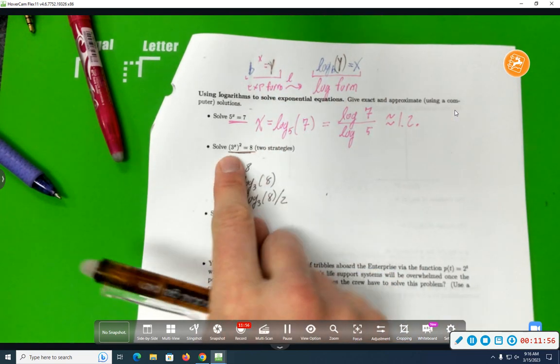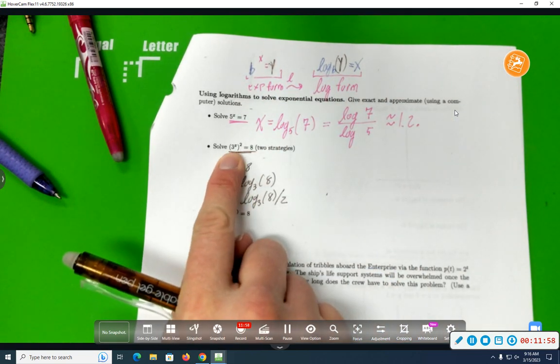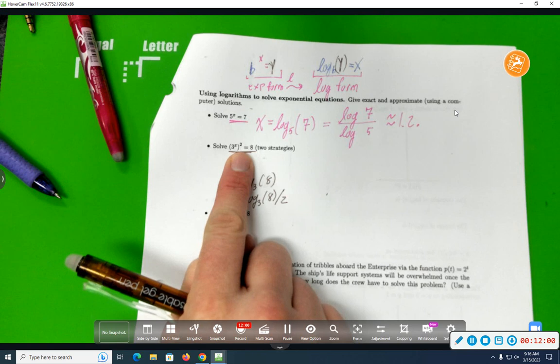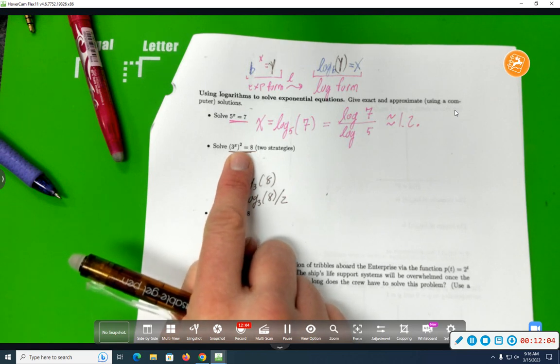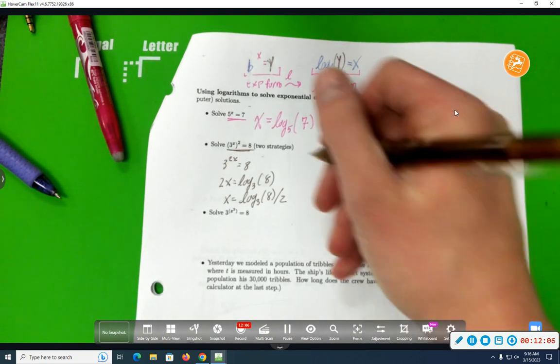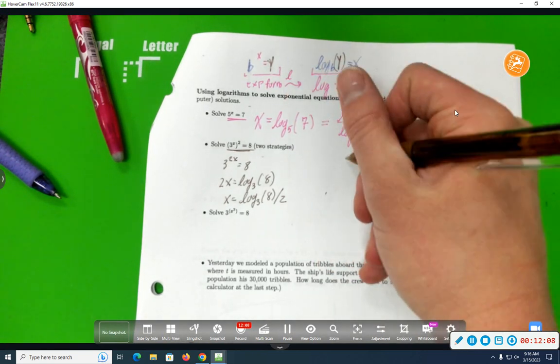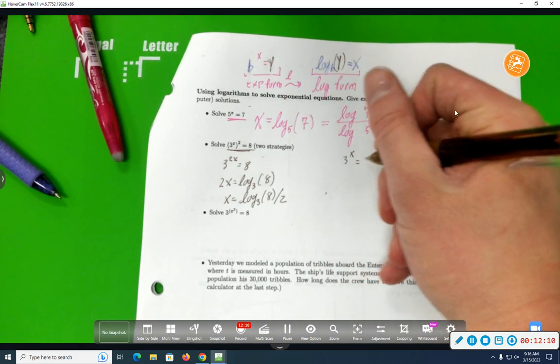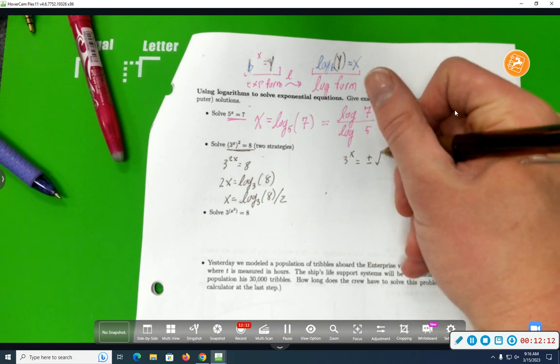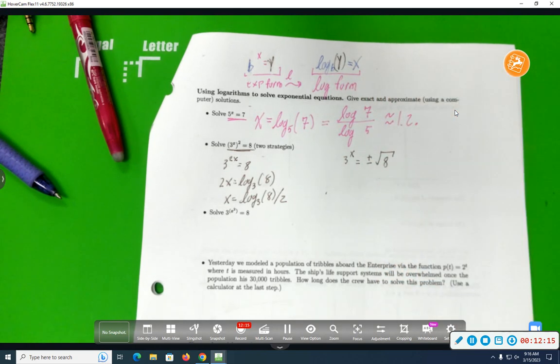The way to read the left-hand side is you take x, you put it in the exponent of the 3, and then you square it. So let's undo those one at a time. What undoes squaring? Square root. So here's another possible first step. 3 to the x is equal to plus or minus the square root of 8. And let's think about that plus or minus.